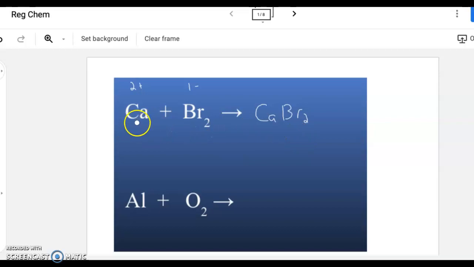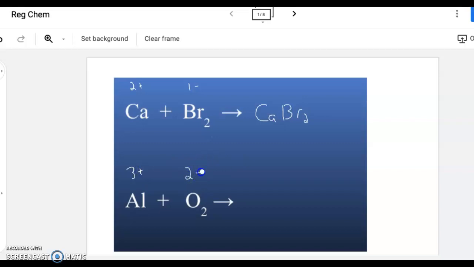So you look at the number of each. We have 1 calcium on each side and 2 bromines on each side. So this one's already balanced, and we don't even have to add any coefficients there. All right, the next one. Now we have to put aluminum and oxygen into one compound. Again, you have to consider their charges. The aluminum cation is positive 3.